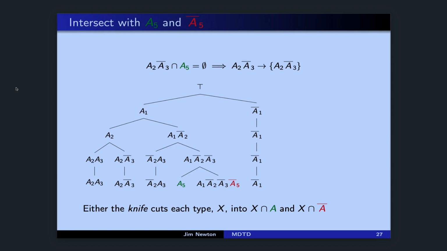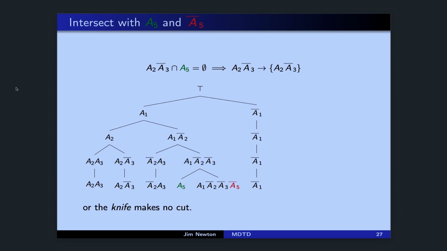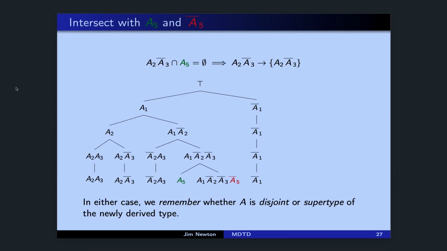So each level, we take a knife and we cut the type into two parts. The part that intersects with A and the part that intersects with the complement of A. Perhaps there's a simplification, or perhaps not. Or the knife makes no cut if either the subtype relation or the intersection relation, or the disjoint relation hold. And in any case, we remember that A is either disjoint or a subtype of the type that we've derived. So we remember the supertype and the disjoint relations as we go, which is information we're going to need later.